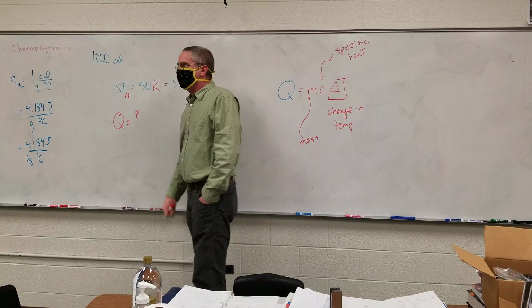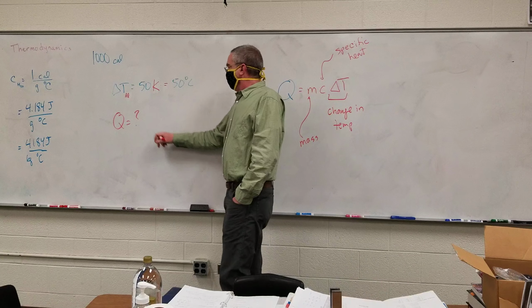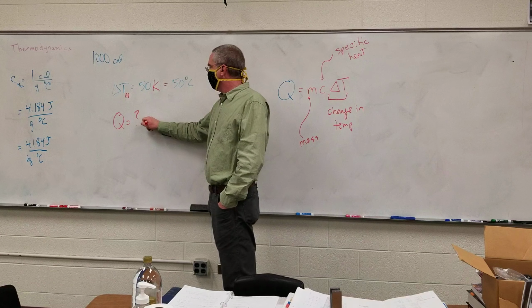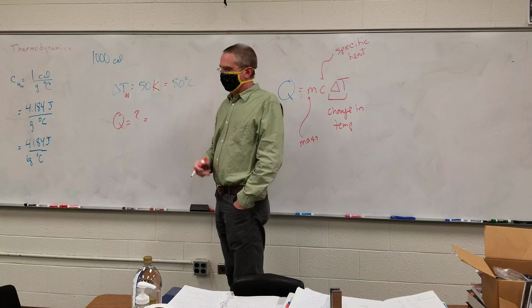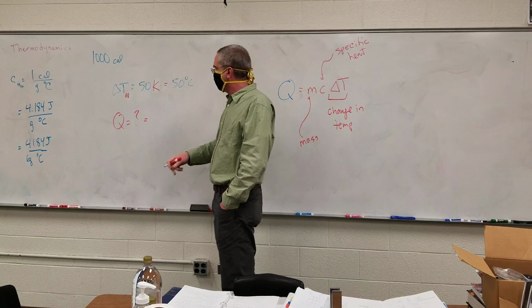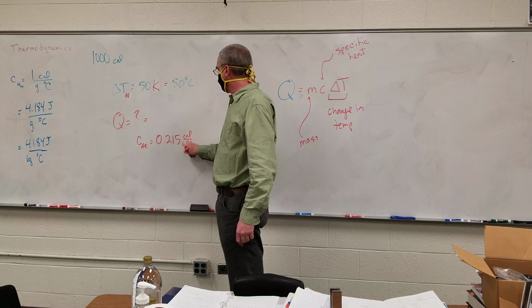So how much energy was actually required to do that? Don't we need the specific heat of aluminum? Yes, we do. So the specific heat of aluminum is 0.215 calories per gram degrees Celsius.